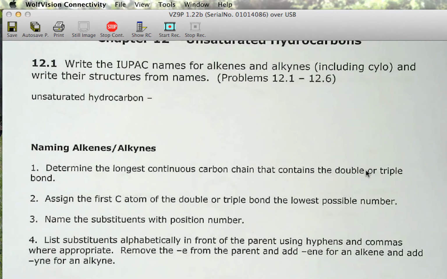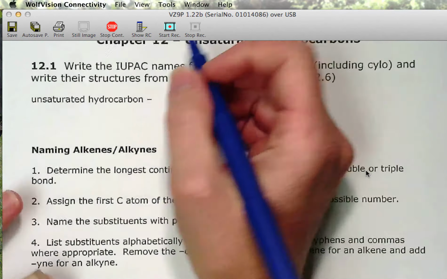I know this portion, students are, oh, this is going to be so bad. But really, you have put in a lot of work already to get to the point where you can name chains. Okay, so an unsaturated hydrocarbon.